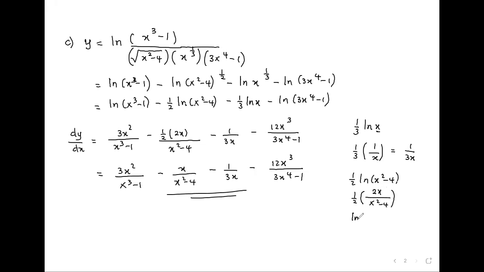If I have ln of 3x to the power 4 minus 1, and I'm differentiating this, I differentiate 3x to the power 4, I get 12x to the power 3, and divide by the whole thing, 3x to the power 4 minus 1. If I have ln of x cubed minus 1, I differentiate x cubed minus 1, we get 3x squared, and divide by x cubed minus 1. And then put this together, you have this line. And then simplify to this one.